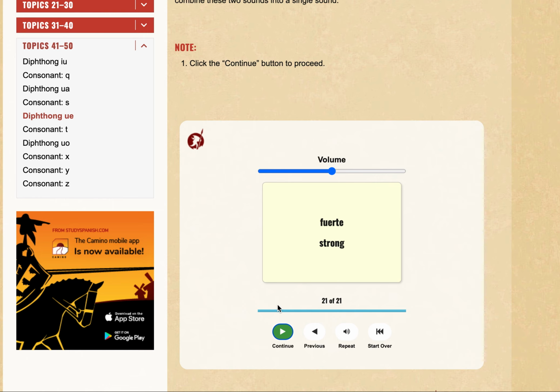Alright, so this was diphthong UE, and basically combine the OO sound from boot and A from paper, combined together gives you that sound. So in the next video we'll be looking at consonant T.